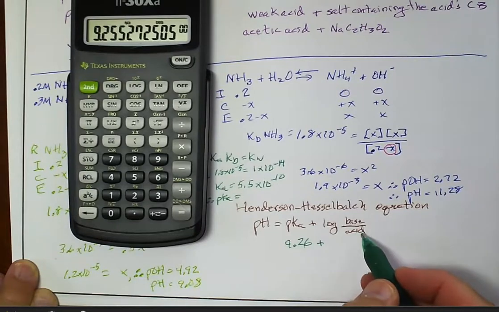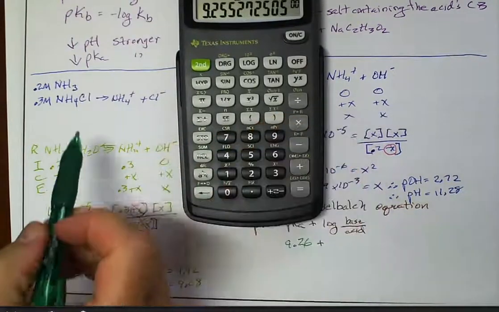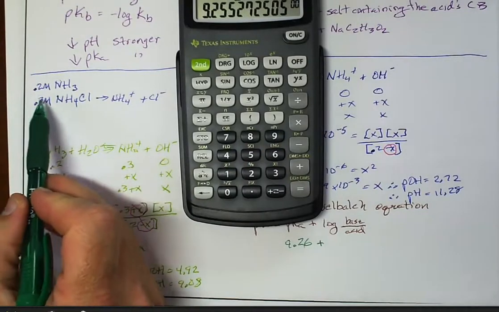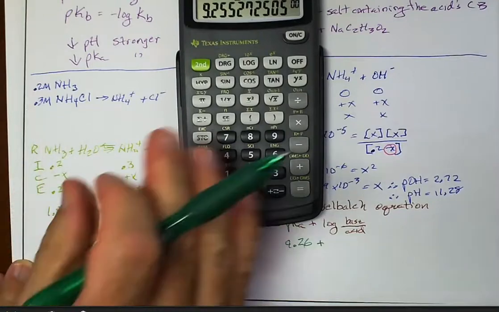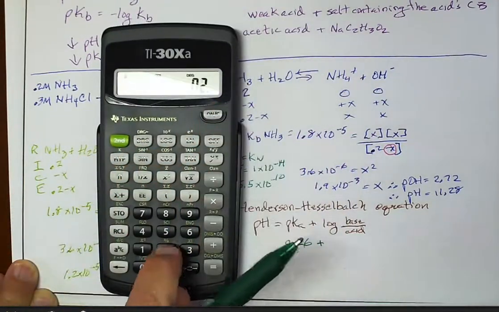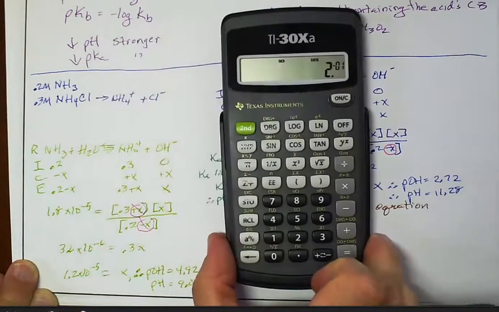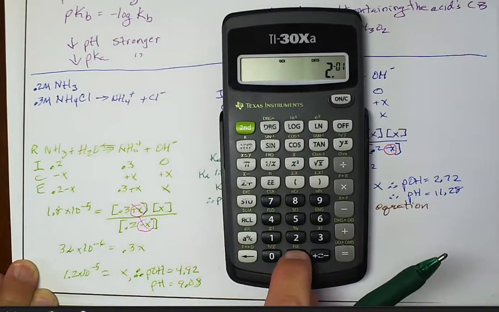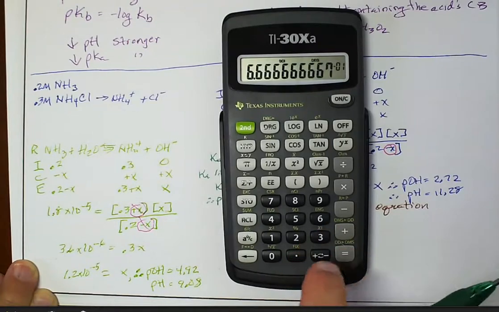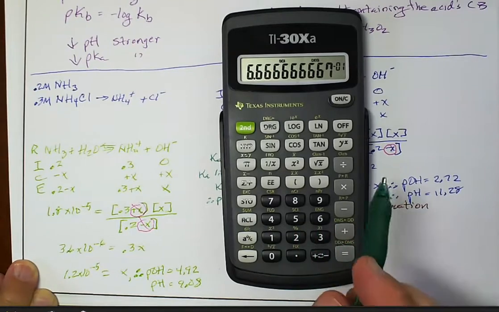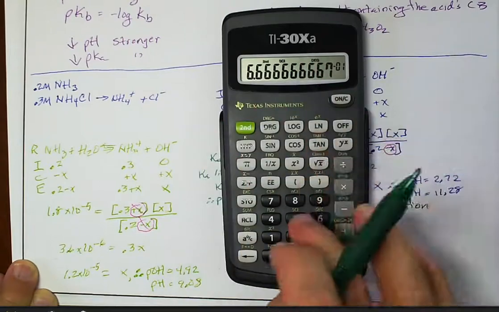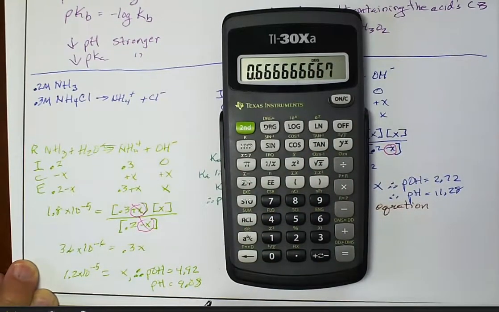Now, we need the log of the base over the acid molarity. So the base here was ammonia at 0.2. The acid is the ammonium, which is 0.3. So we've got 0.2 divided by 0.3, which gives us 0.0666. I've got this in scientific notation mode. Probably shouldn't. Let's take it out of that. There you go. It's 2/3, in other words. The 6's go on forever. 0.2 over 0.3, that's 2 over 3, that's 2/3, 0.66666.